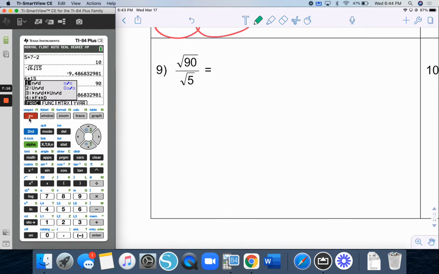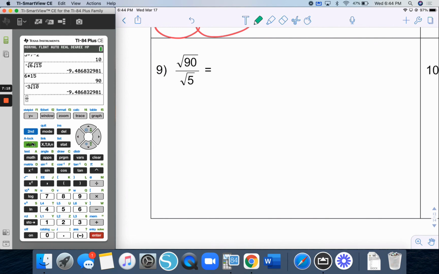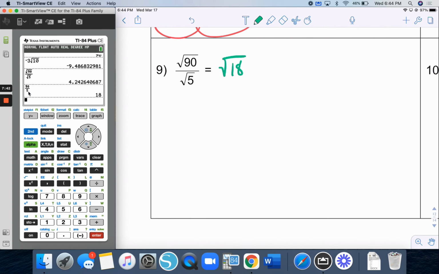Number 9, I'm going to plug this in first. Square root of 90 over square root of 5 doesn't work nicely. These are both inside of the square root, so I can try simplifying the top and the bottom without the square root in my calculator. So I've simplified what's under the square root. I have not gotten rid of the square root. Again, notice what I've typed into the calculator is without the square roots, so this number still needs to be under the square root.